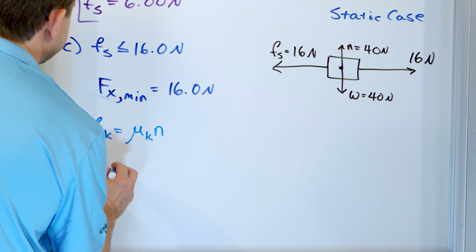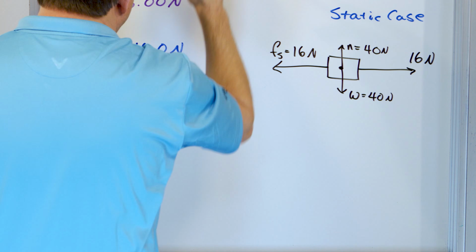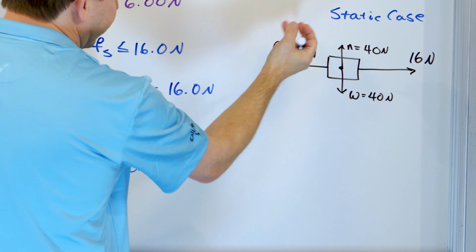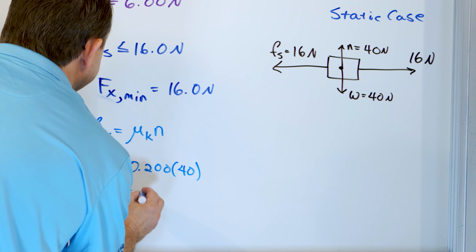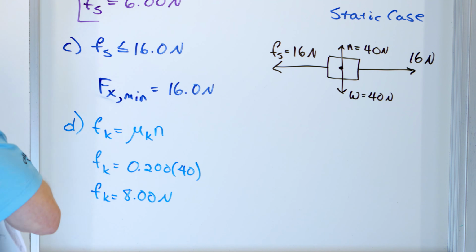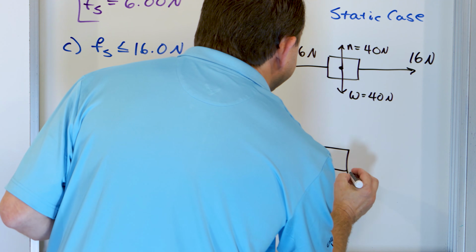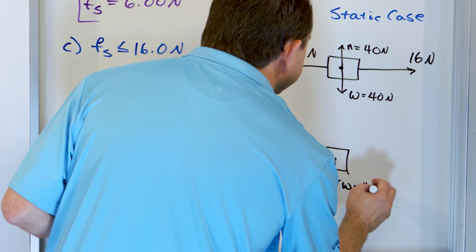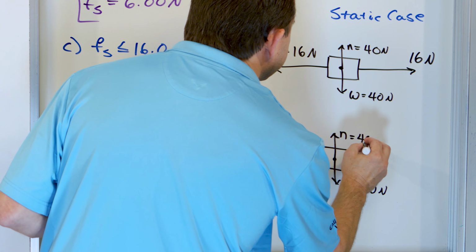So the kinetic frictional force is, what is the coefficient of kinetic friction? It's 0.200. What is the normal force? So the weight is 40 newtons. Okay. What you'll get is 8 newtons. What does this mean? This means that what we have is the situation of the box moving. We have, again, the weight acting down, 40 newtons. We have the normal force acting up, 40 newtons.